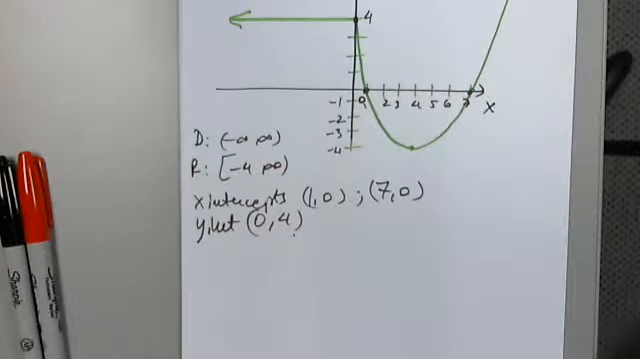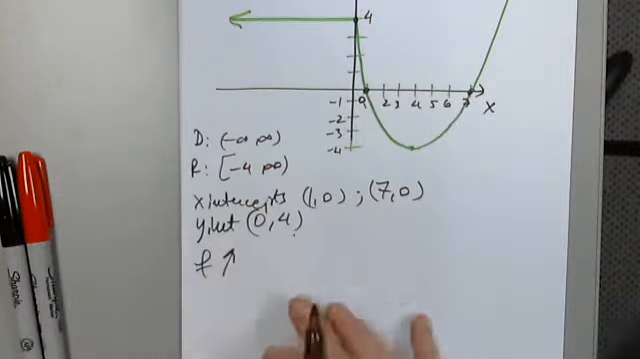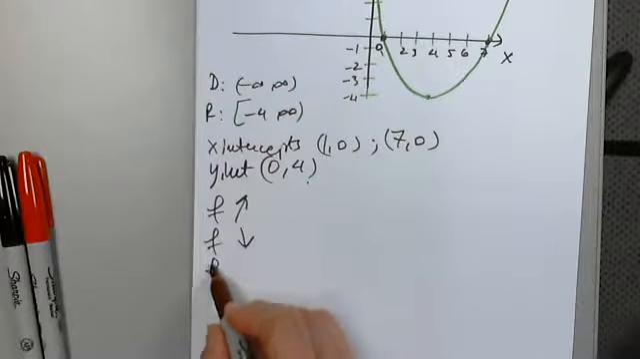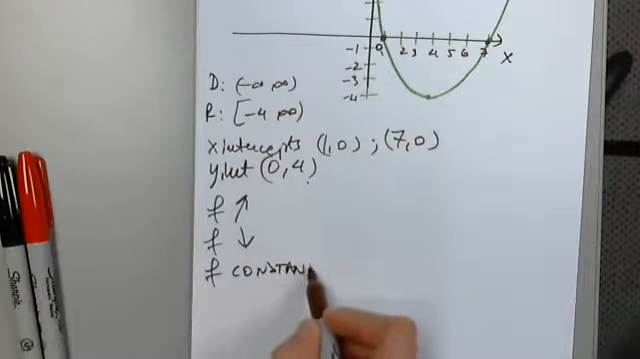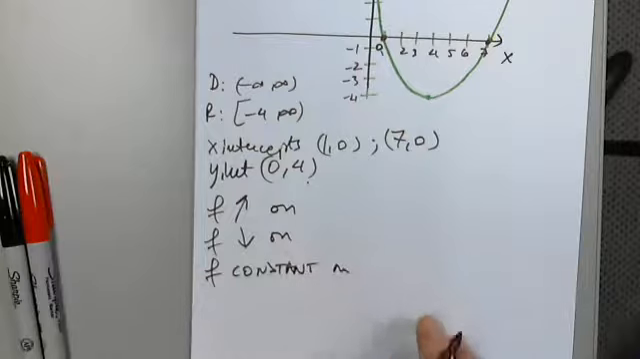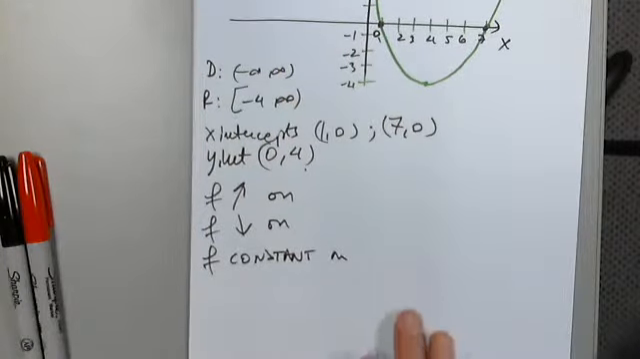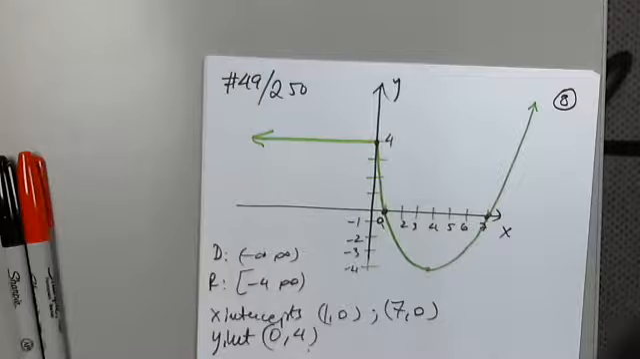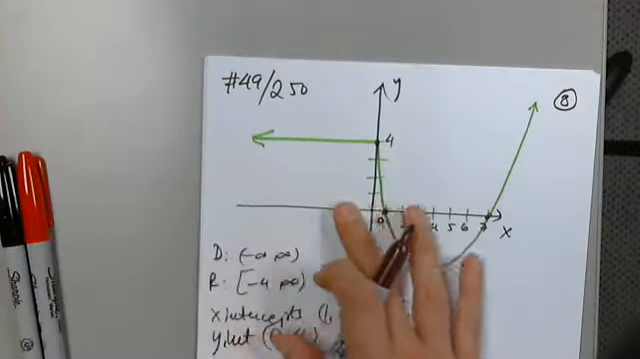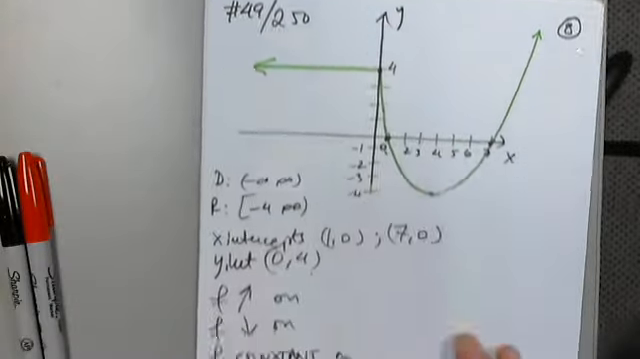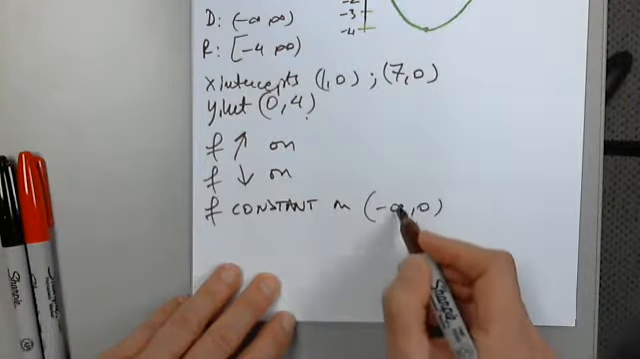Intervals on which f is increasing. So f increasing, f decreasing, and f constant. Let's start with constant. Not for the values of y, but the values of x. So from negative infinity to 0, perfect, the function is constant. Negative infinity to 0. Agreed?